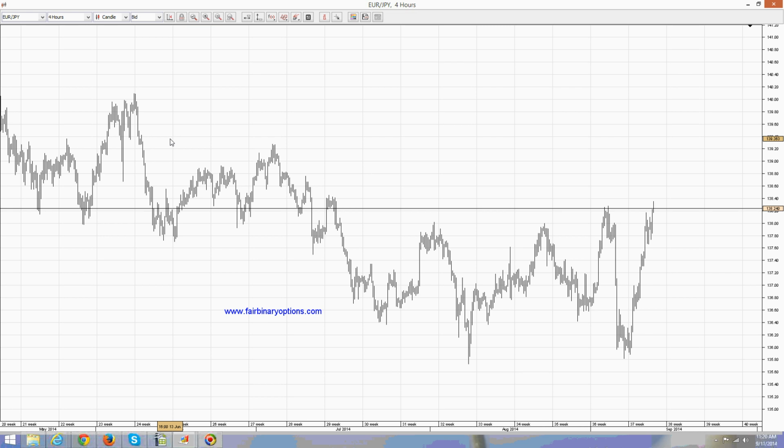I think that the title of this analysis is quite suggestive, as I am favoring put options on the euro and the Japanese yen. The thing is that this market is all over the place lately, in the sense that we had all these spikes up and down going for stops, hunting stops.